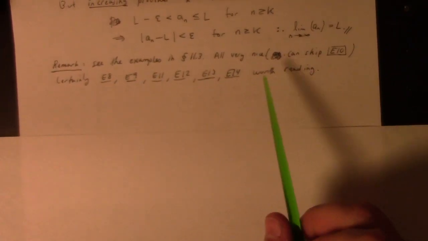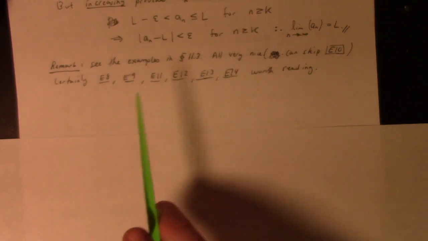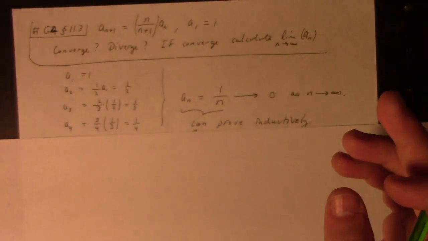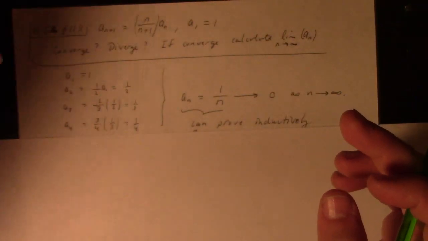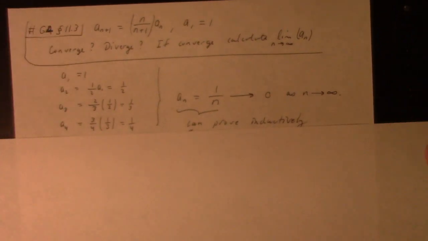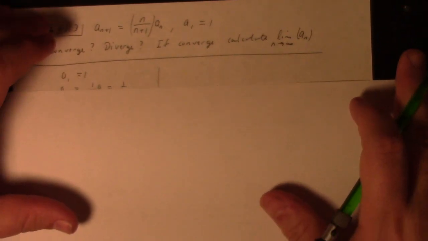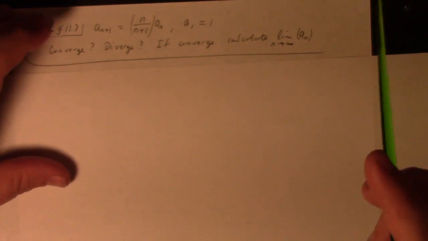There are many examples in section 11.3 which are all very nice: 9, 8, 11, 12, 13. Please just read them. I don't even want to do them here. I'm going to spend my time on the thing which I think is more likely to confuse you. Not to confuse you, but because you need to see more examples because it's weirder, all right?